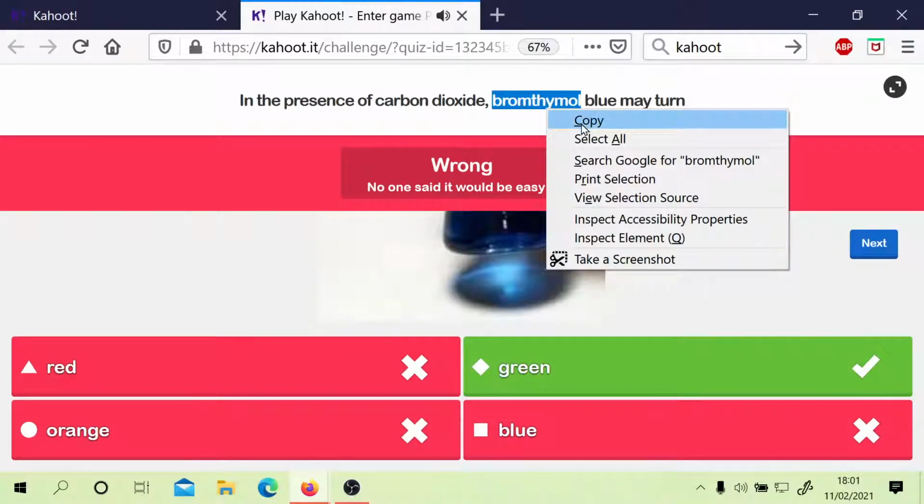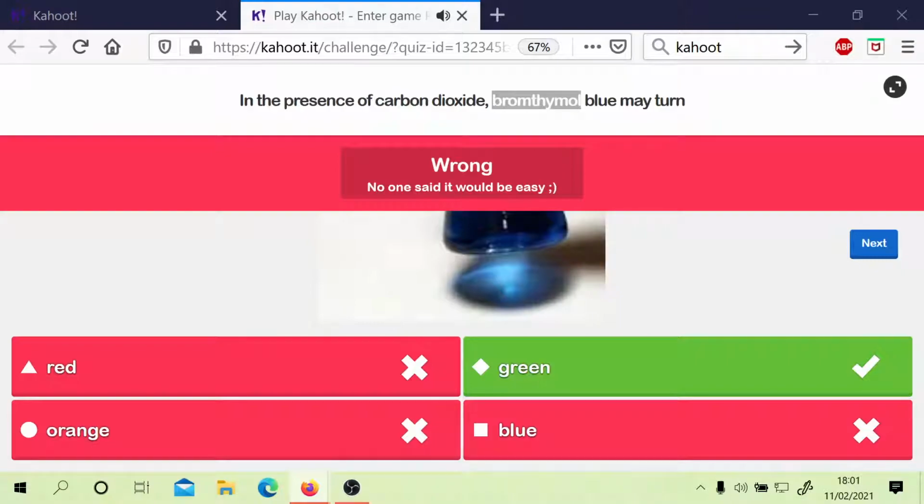Okay. Sorry, give me a second here. Let's see what this chemical is. It's a pH indicator. Huh. It looks a bit like litmus paper. Ooh. All different colours.